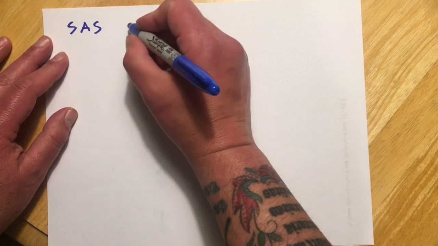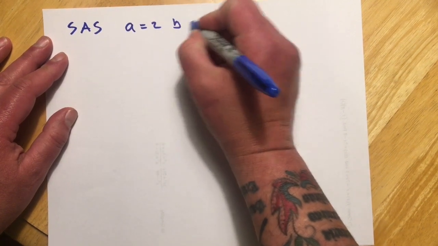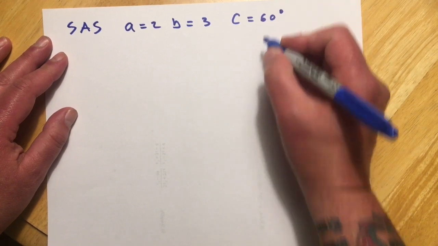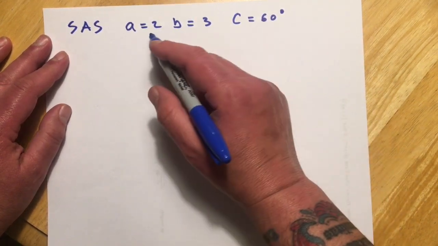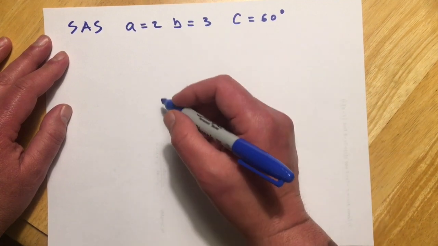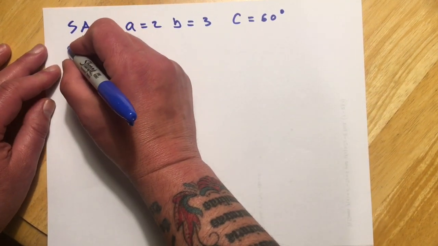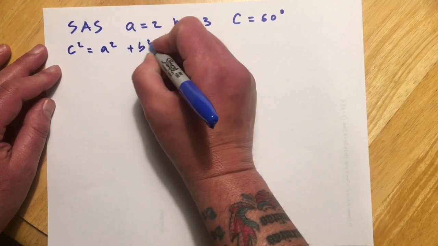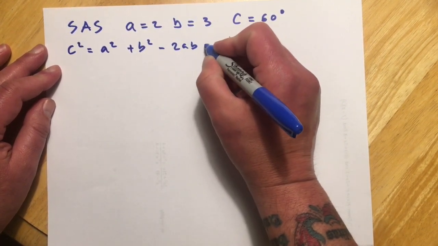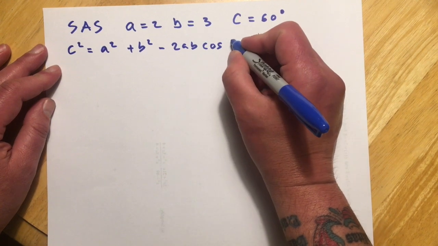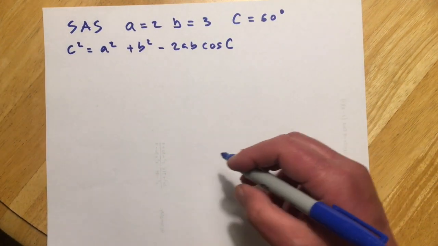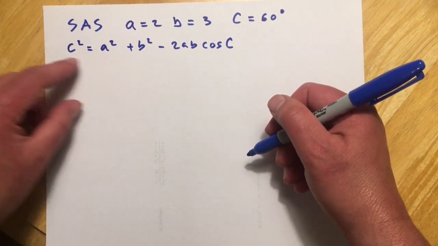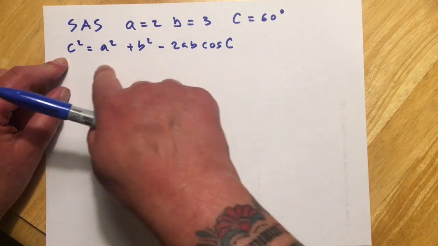So we're going to know a equals 2, b equals 3, and C equals 60. And so we're looking for two angles, one side, and this one. Law of cosines, at least one form of it, is c squared equals a squared plus b squared minus 2ab times cosine of C. Then there's three forms, one with a squared over here, one with b squared, and one with c squared. They're all basically the same thing.